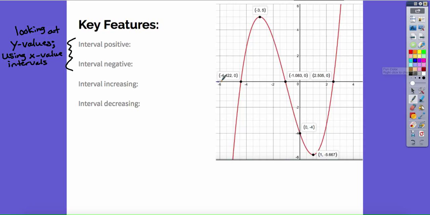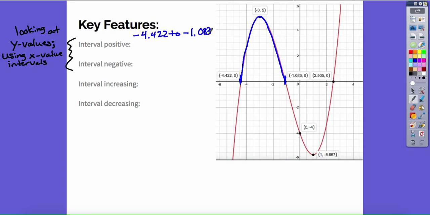If this is my x-axis, then I see that this range right here is positive. This little curly Q is above the x-axis. All of my y values are positive right here. So even though I am looking to see which y values are positive, I'm using this x value interval to explain where that happens. So my graph is positive from an x value of negative 4.422 over to an x value of negative 1.083.